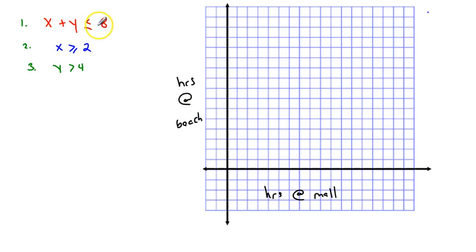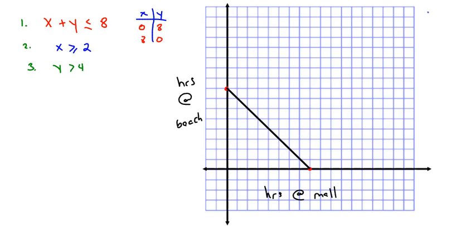First equation. X plus Y is less than or equal to 8. What's the easiest way to graph this? Intercepts. If X is 0, Y is 8. 1, 2, 3, 4, 5, 6, 7, 8. If Y is 0, X is 1, 2, 3, 4, 5, 6, 7, 8. Less than or equal to, solid line or dotted line? Solid. There's my solid line.